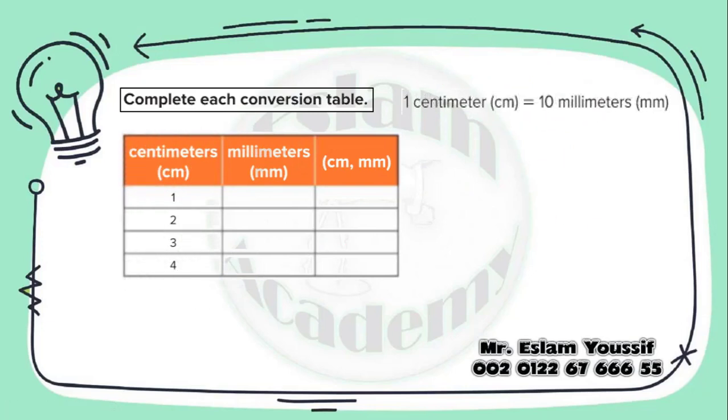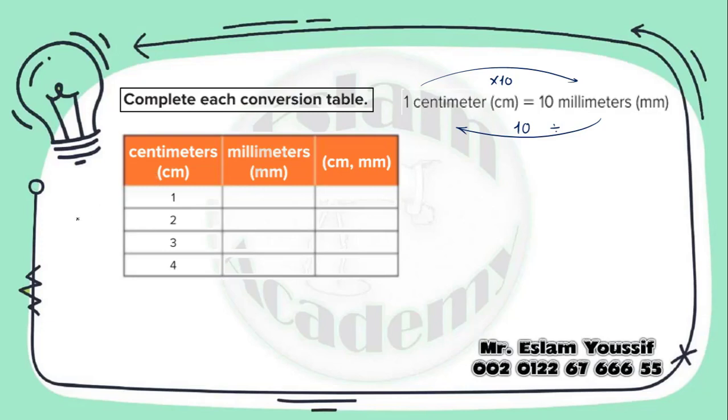In the second table, we have a relation between the centimeter and the millimeter. As we know, each 1 centimeter represents 10 millimeters. So to convert from centimeter to millimeter, just multiply it by 10. Because we convert from the greatest unit to the smallest unit, we will multiply. But if we need to convert from millimeter to centimeter, we divide it by 10. From the greatest unit to the smallest unit, we multiply. But from the smallest to the greatest, we will divide.